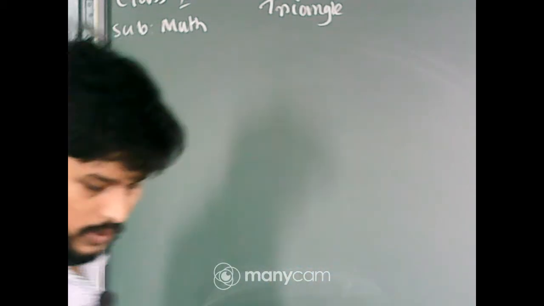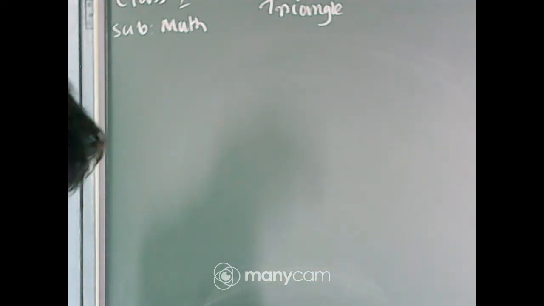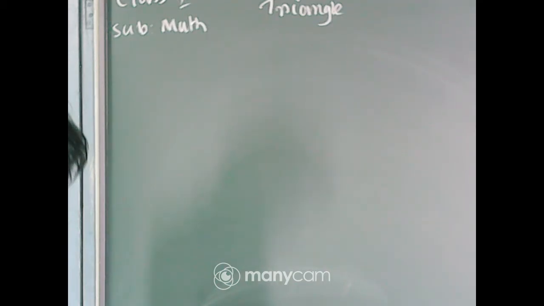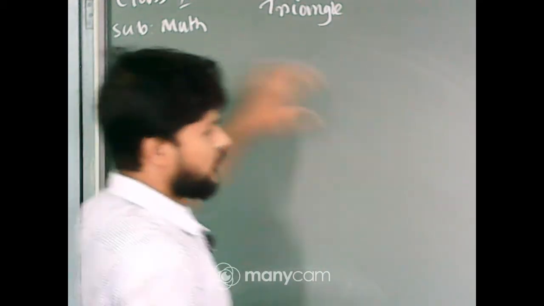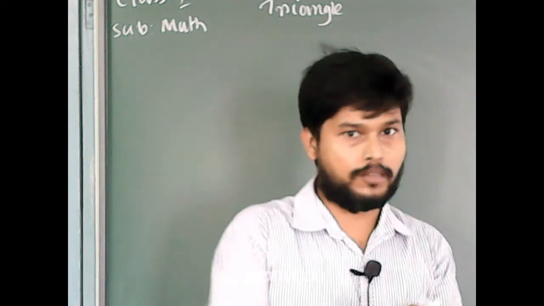Okay. So the definition of Pythagoras theorem is, in a right angle triangle, the square of hypotenuse is equal to the sum of the square of the other two sides. The statement of Pythagoras theorem is, in a right angle triangle, the square of hypotenuse is equal to the sum of the square of the other two sides. So this is the statement of the theorem. Now we are going to the proof.